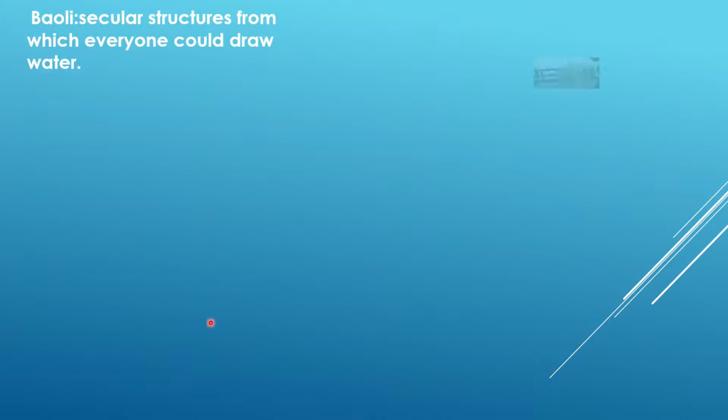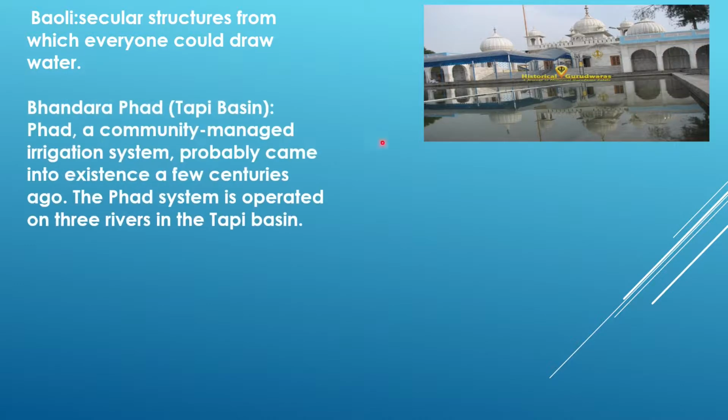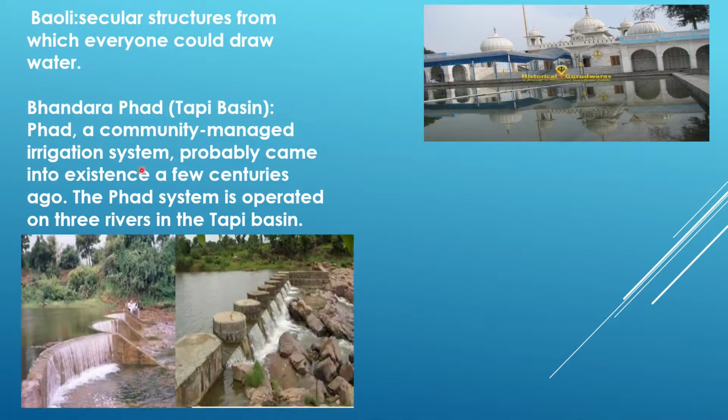Bawdi is a secular structure from which everyone could draw water. Here we can see the Bawdi with the Gurdwara. Then Bhandara Phad, that is in the Tapi Basin, a community managed irrigation system. You can see over here, it probably came into existence a few centuries ago. The Phad system is operated on three rivers in the Tapi Basin. You can see the Phads over there. Behind the Phad, you are getting the collected water.